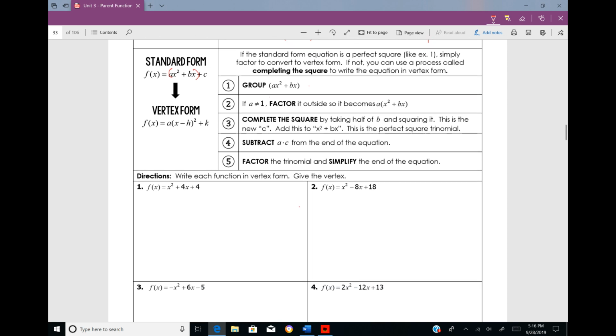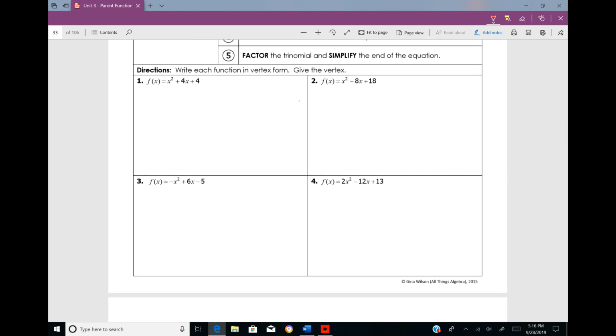So I know that's a lot of words, let's go through these and I promise it's going to be a little bit easier. So let's do number 1 together first. So the first thing that we're going to do is we're going to group ax squared plus bx.